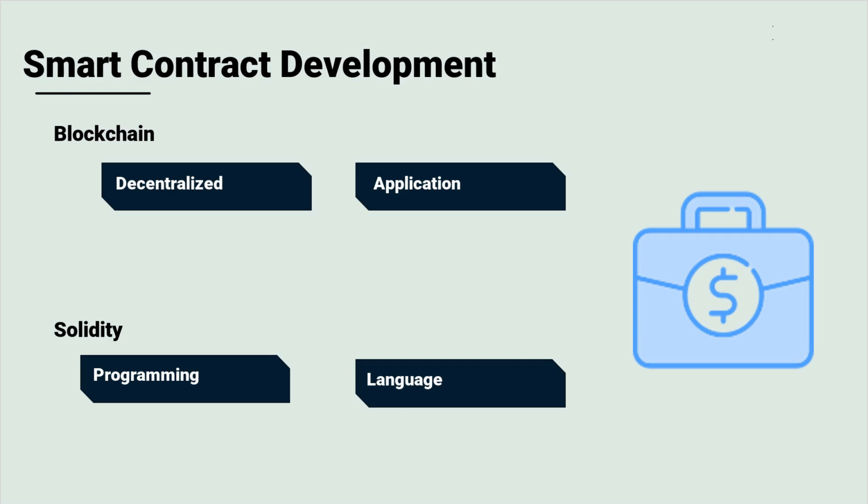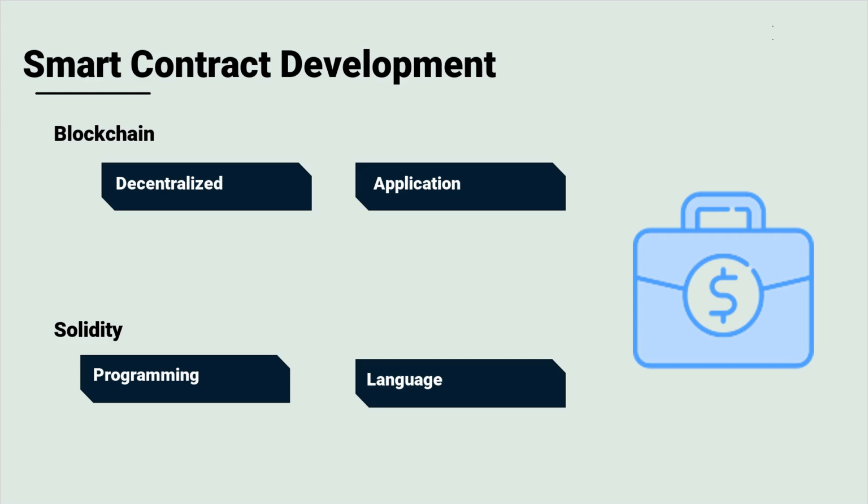Let's kick things off by understanding what a smart contract is. A smart contract is essentially a self-executing contract with the terms of the agreement directly written into code. This means that once the conditions defined in a smart contract are met, the contract automatically executes the necessary actions without the need for intermediaries.